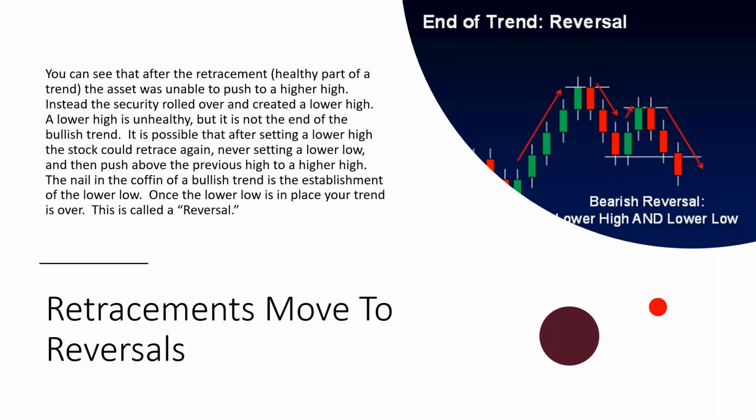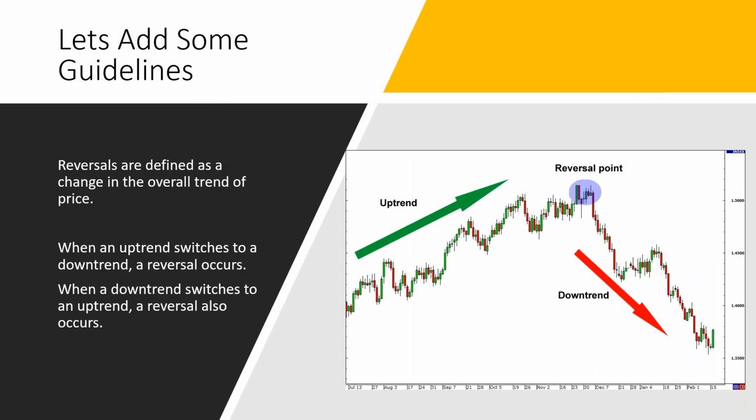The nail in the coffin for a bullish trend is established by the lower low. Once a lower low is in place, your trend is over. We can call it a reversal. Okay. Again, a retracement moved into a reversal. If you draw very good trend lines, simply breaking that trend line will give you a big clue that you've moved into a reversal. So let's set some guidelines.